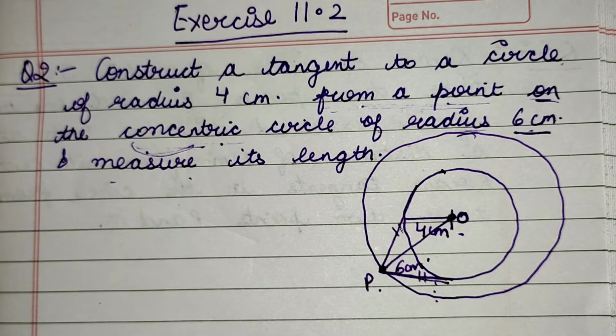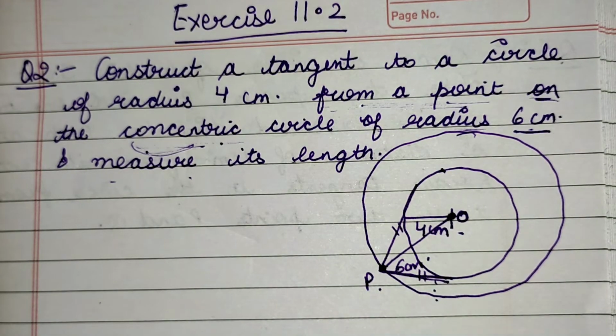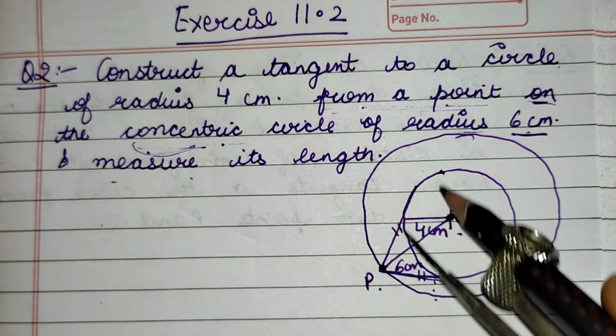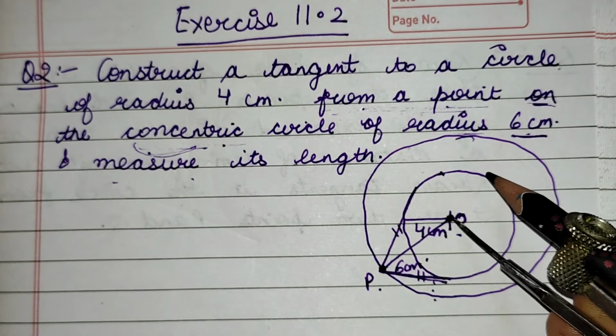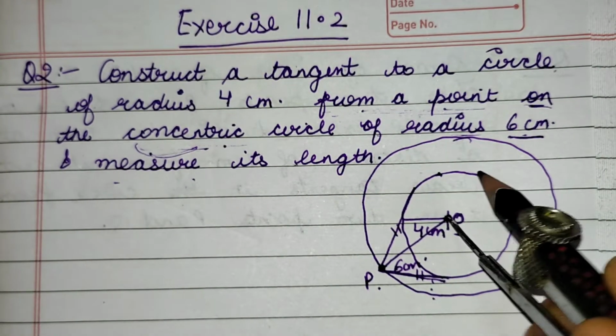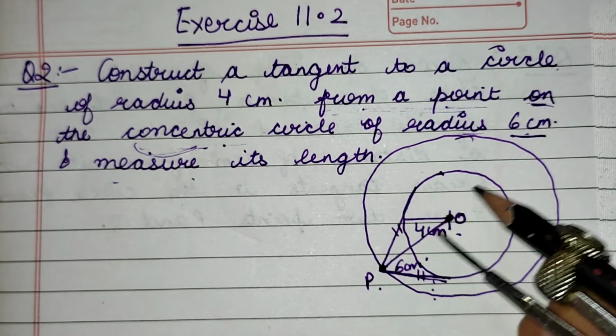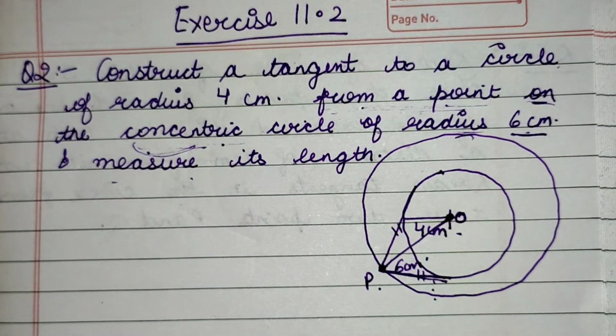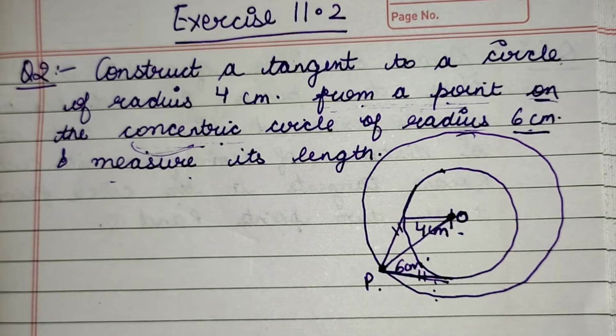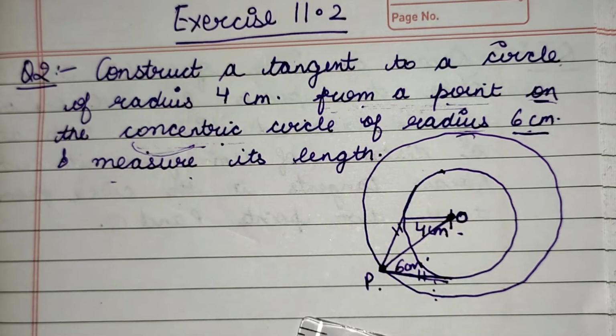Okay, so how are you going to proceed? I have told you that you have to first draw a circle of radius 4 centimeter and then draw another circle by taking this as center of radius 6 centimeter and then join O and P. And the remaining question will be the same as we are doing till now. So let us start solving it.